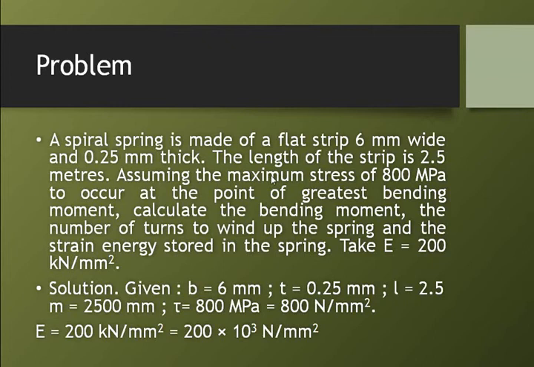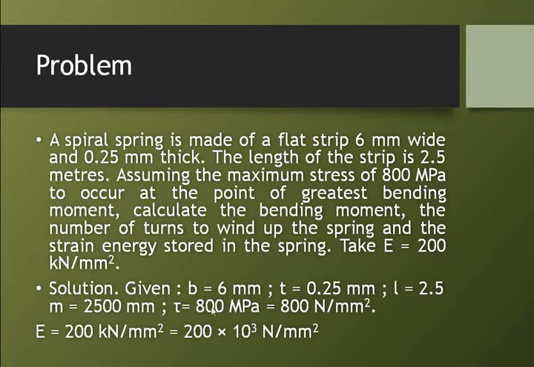Now see the problem. A spiral spring is made of flat strip 6 mm wide and 0.2 mm thick. The length of the strip is 2.5 meters. Assuming the maximum stress of 800 MPa to occur at the point of greatest bending moment, calculate the bending moment, the number of turns to wind up the spring, and the strain energy stored in the spring. Take E equal to 200 kN per mm square.